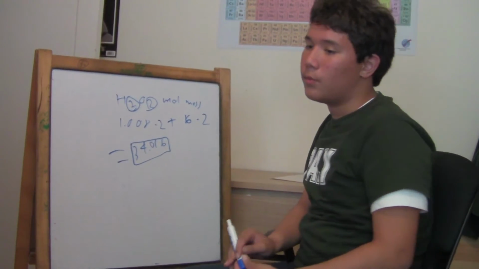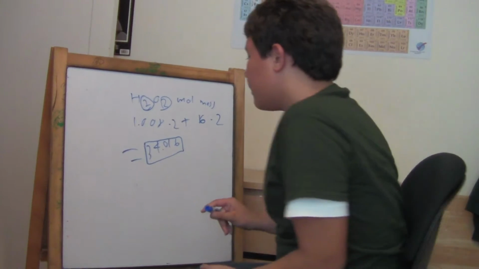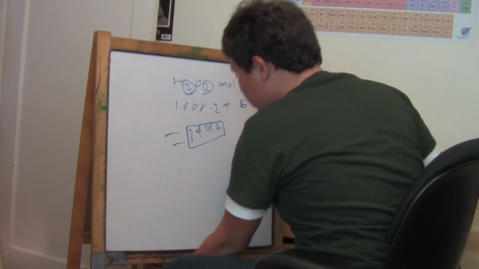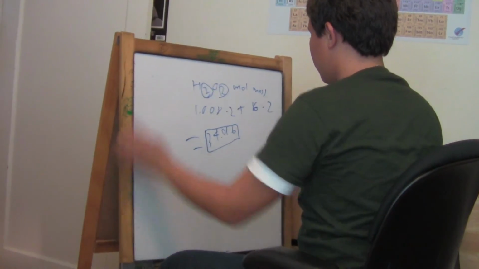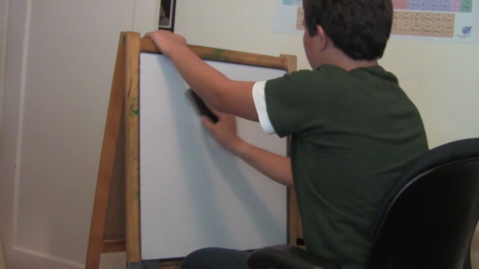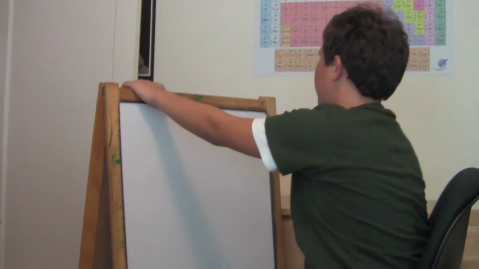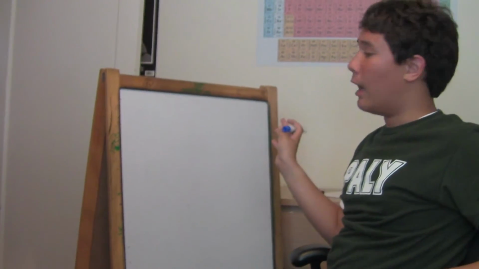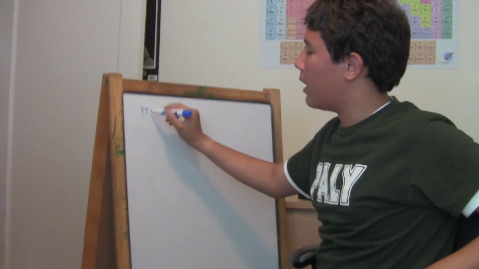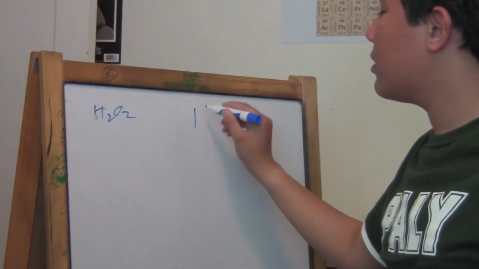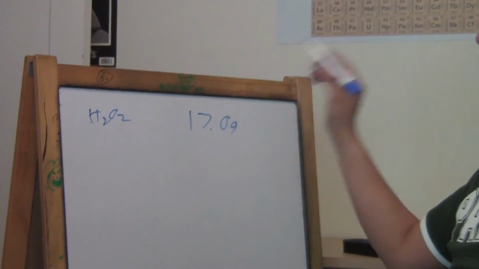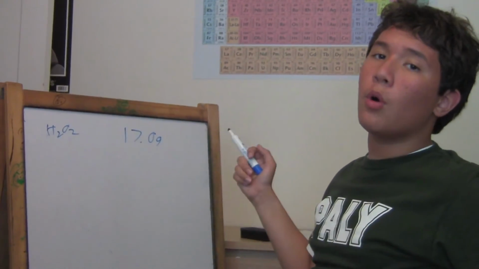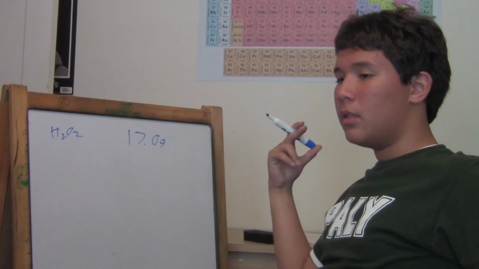But now that we got through the easy stuff, let's go through the stuff you actually have to do some work on. First off, thinking back to earlier, let's say the amount of hydrogen peroxide we have is 17 grams. How many moles are there in this?